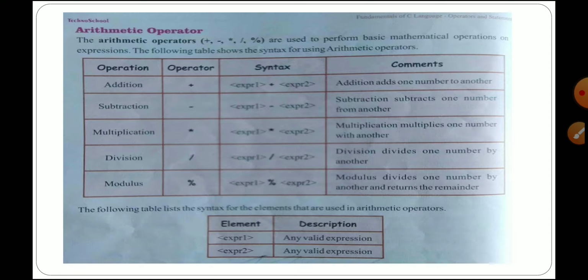One more is there, modulus. Modulus means only the remainder value will be considered. We have to divide the values A and B, expression 1 and 2, and take the result only for the remainder value. In our mathematics, when we divide, the quotient value comes and then the remainder value comes. We take only the remainder value for this modulus symbol.